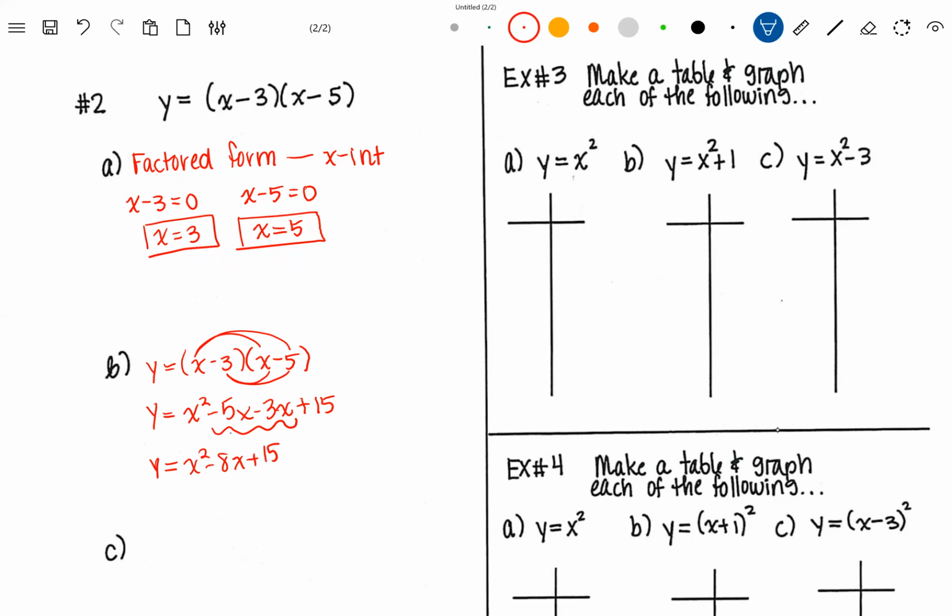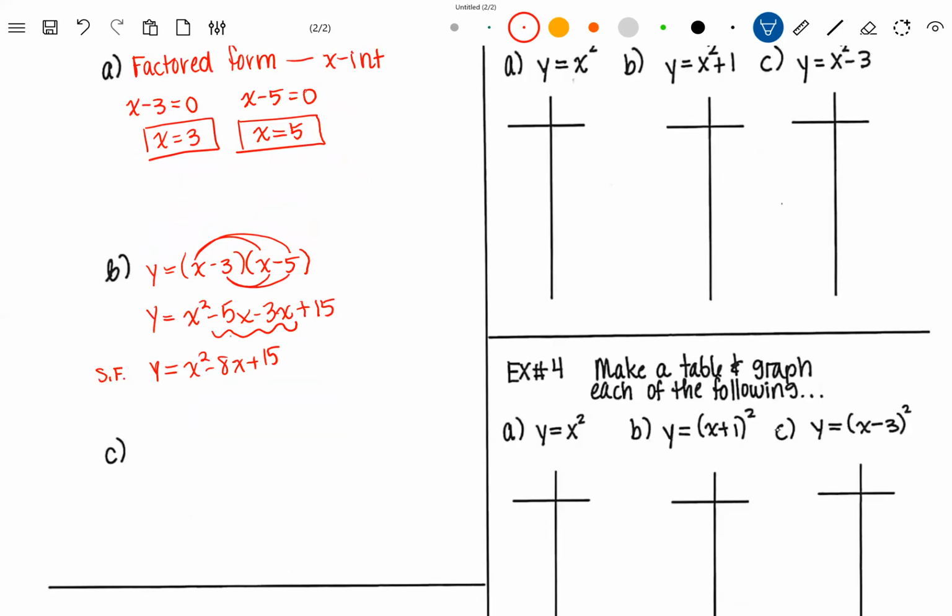Once it's in standard form, all you have to do is look at the constant, and that tells you what the y-intercept is. In standard form, the y-intercept is the constant, so this y-intercept is 15.